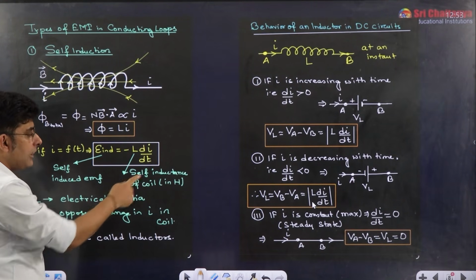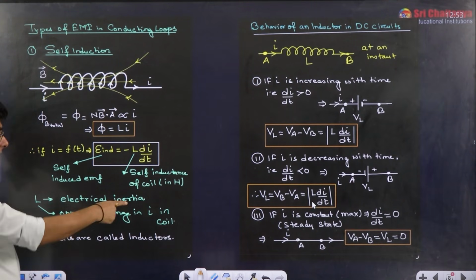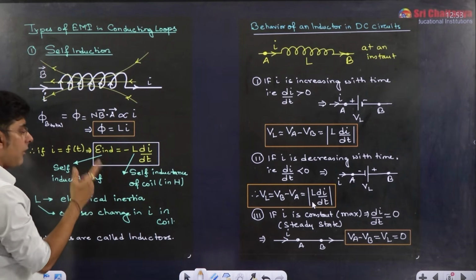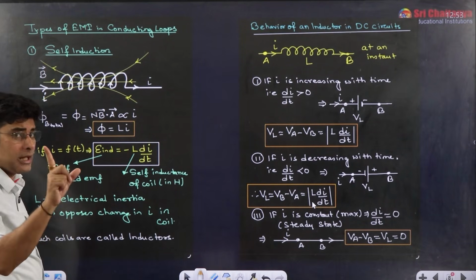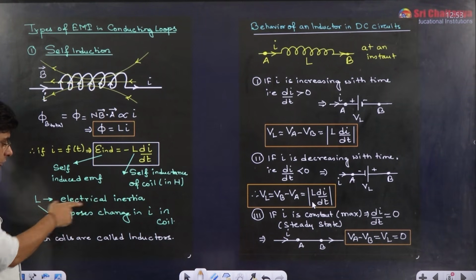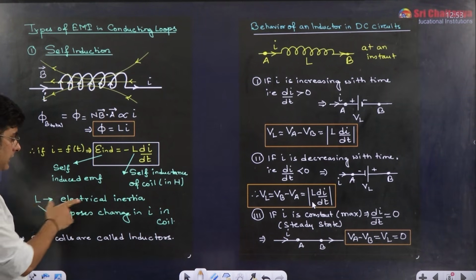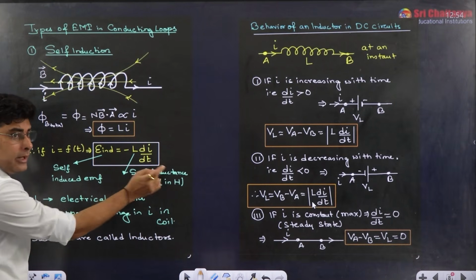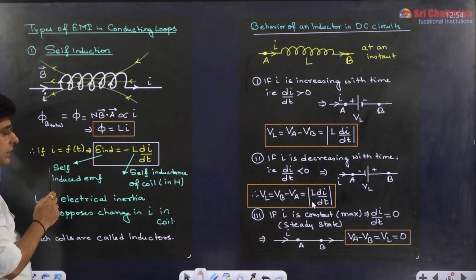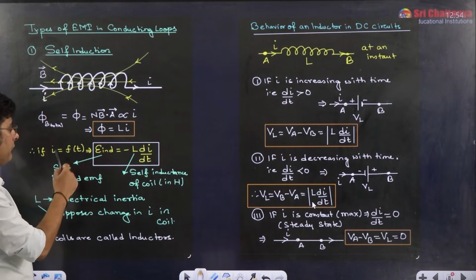This L is called self-inductance, which is also called electrical inertia. This L property always opposes not the current, but the change in current. Resistance opposes current, this opposes change in current. So it is called electrical inertia, the self-inductance of the coil. SI unit is Henry.